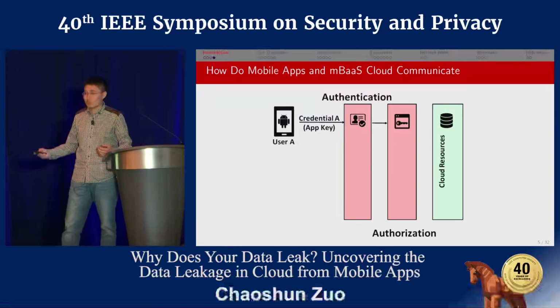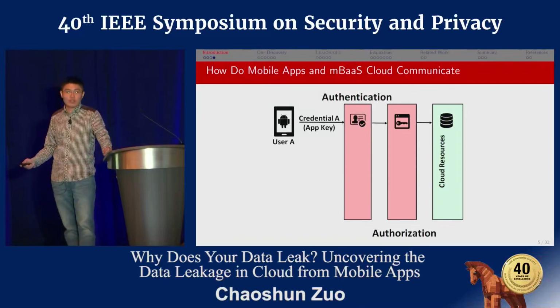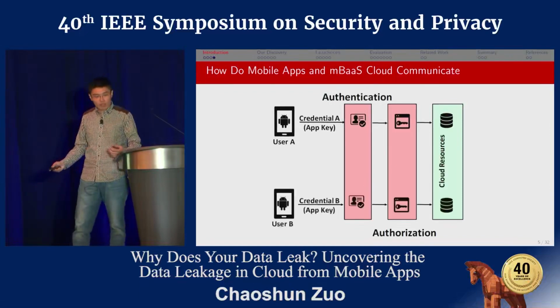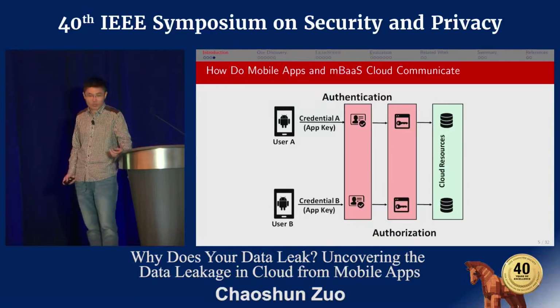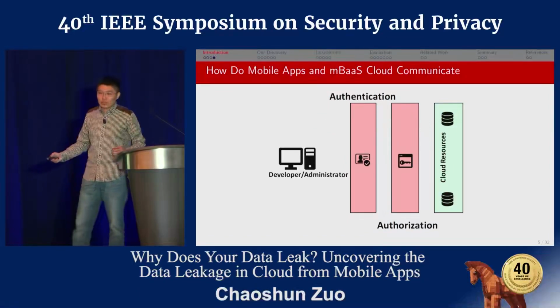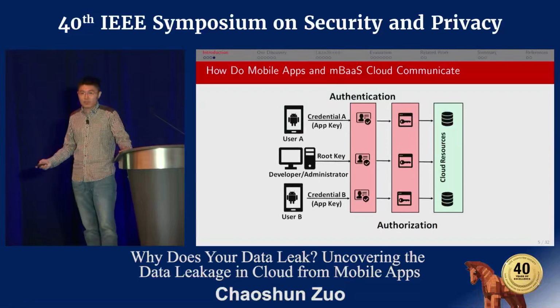Since this app key is used for the cloud to dispatch a request to the corresponding backend, another user of the same app, say user B, needs to provide the same app key, but with her own credential. When a developer tries to manage the cloud, she needs to provide a root key to tell the cloud she is the manager. So in short, there are two types of keys, app key and root key.